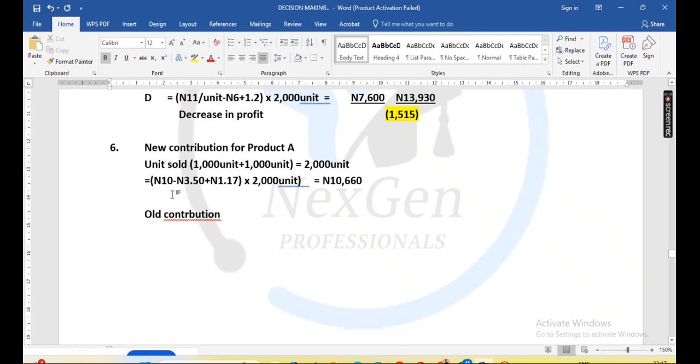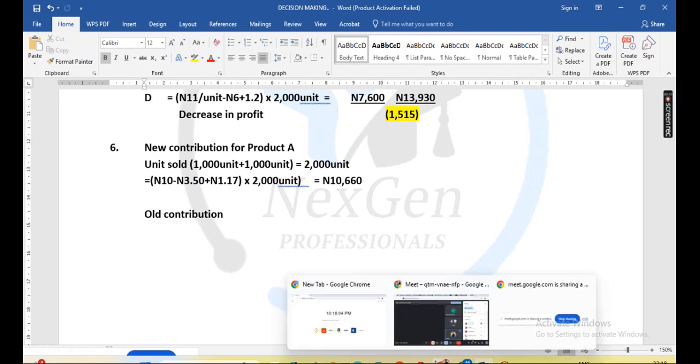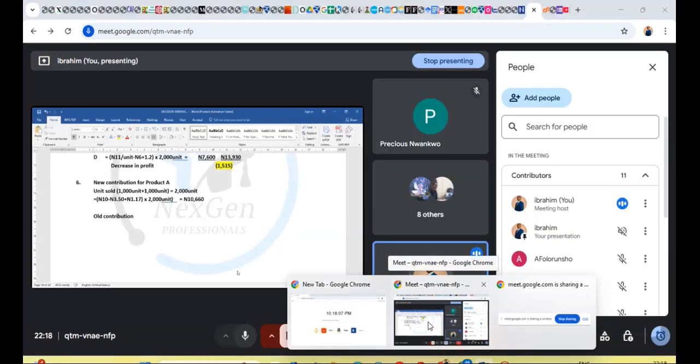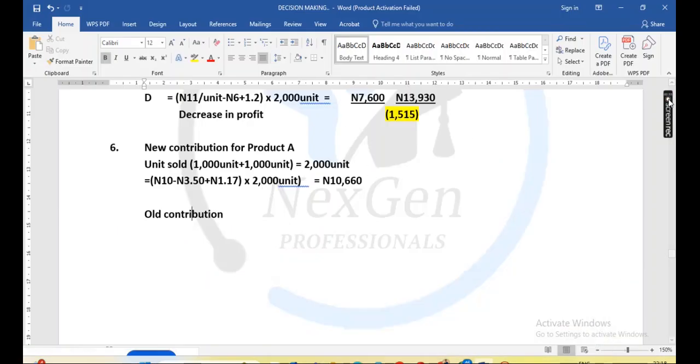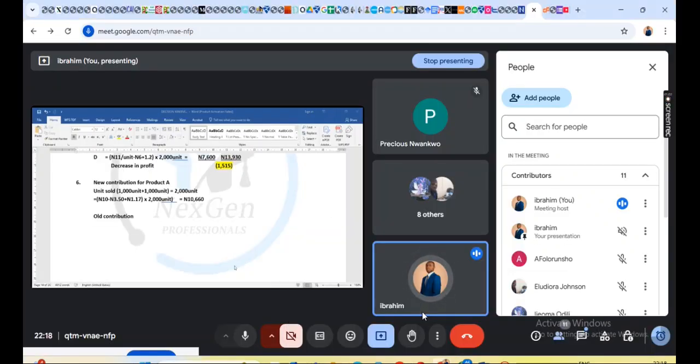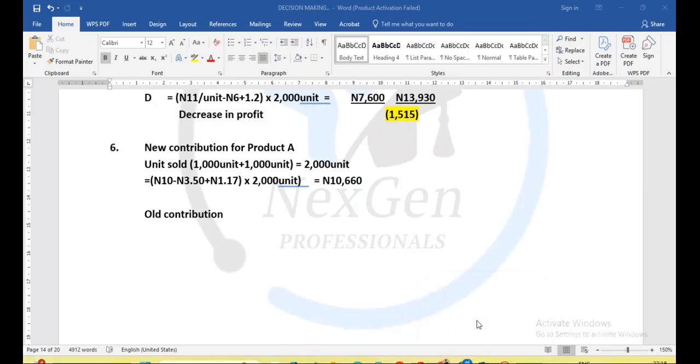Don't forget, the question may not come like this. The question may be added to limiting factor, and they will tell you, what if product C is discontinued? Mostly they will use product C. What will be the impact? You don't need to stress yourself. Base it on the contribution. Just say, what is the old contribution before discontinuing, and what is the new contribution? The organization has saved this amount. Simple. You move on.